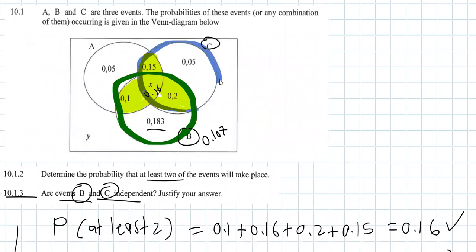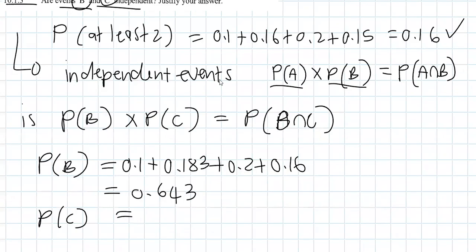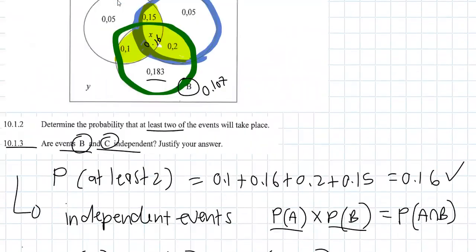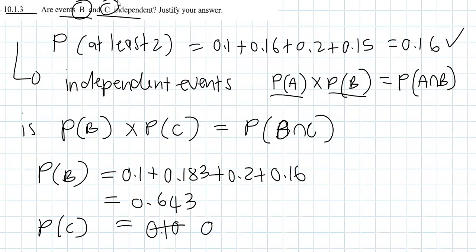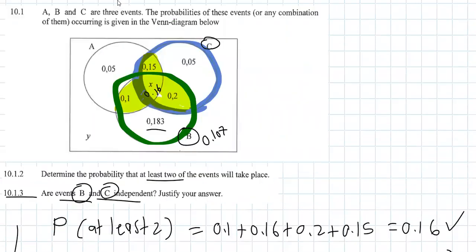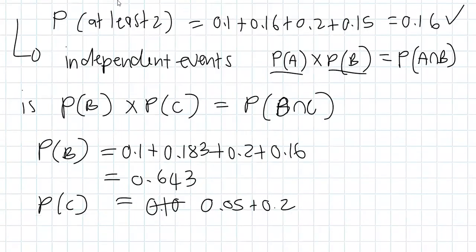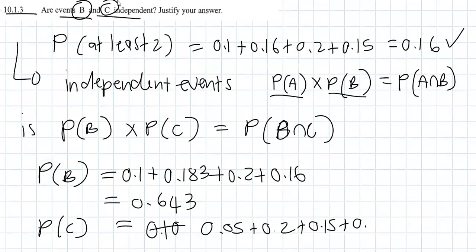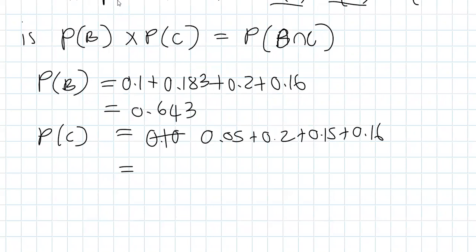Everything in the blue circle. So we have probability of C happening, 0.05 plus 0.2 plus 0.15 plus 0.16. Okay. The probability of C happening is 0.56. So those are our probabilities.